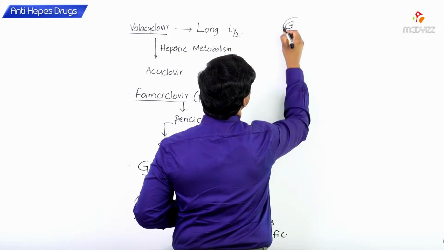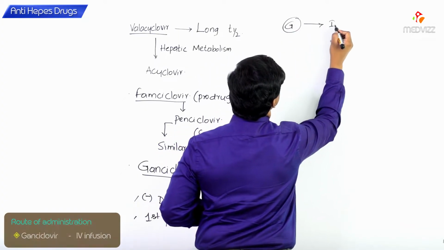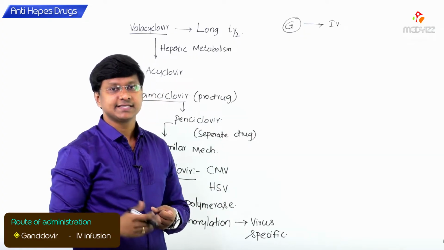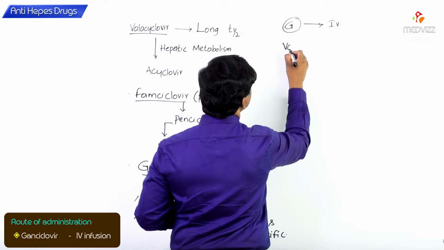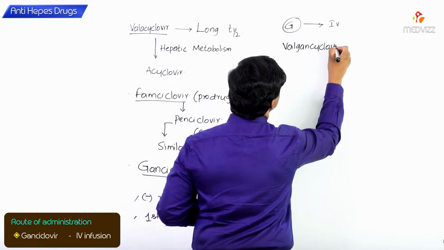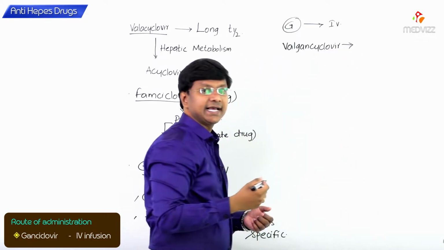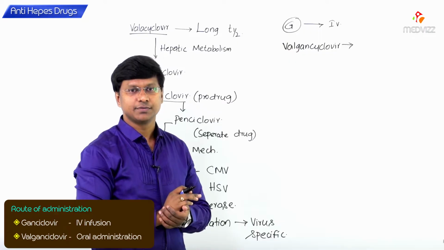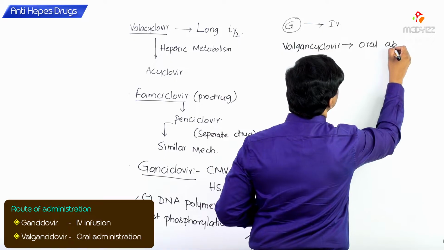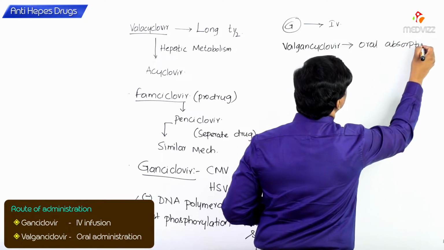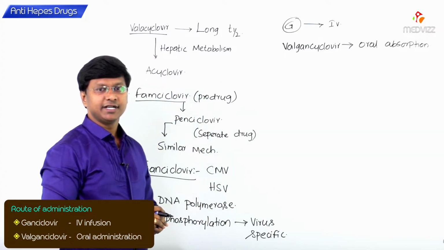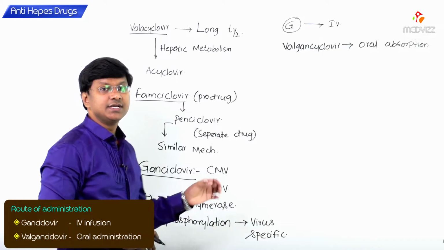Next, the other important multiple choice question is about Gancyclovir. Remember, the route of administration of Gancyclovir is intravenous, whereas Valganciclovir, the other drug, has very good oral absorption.